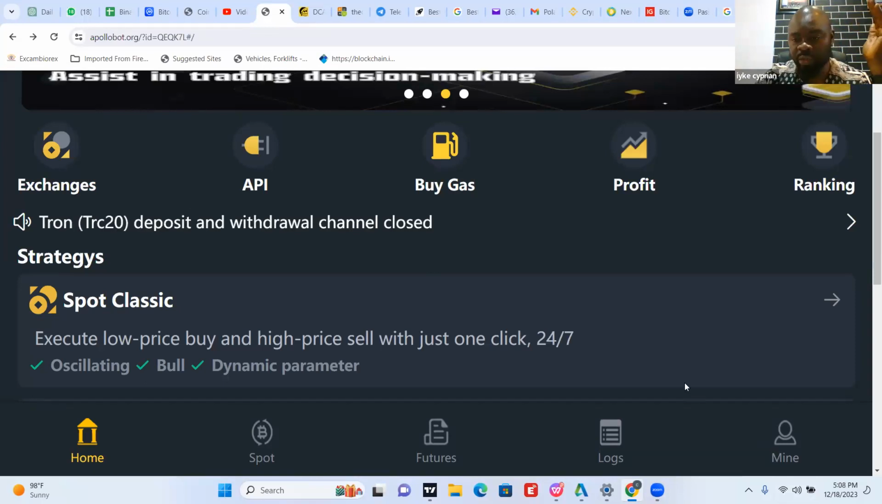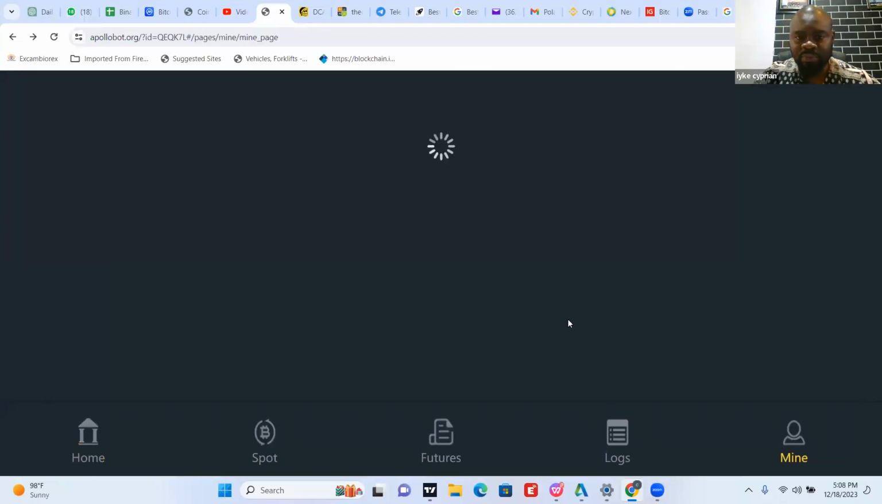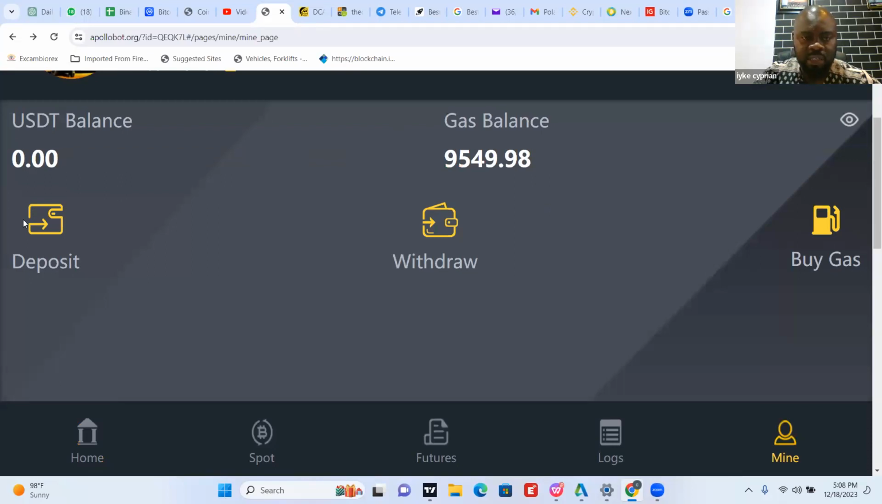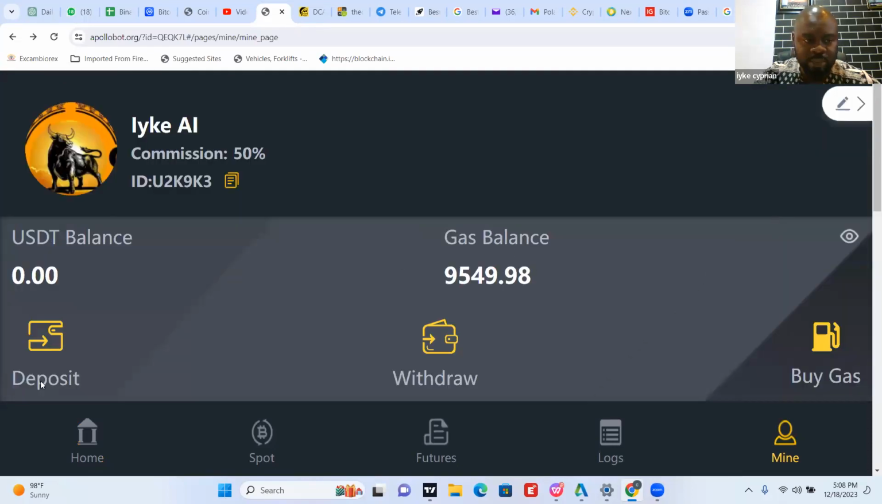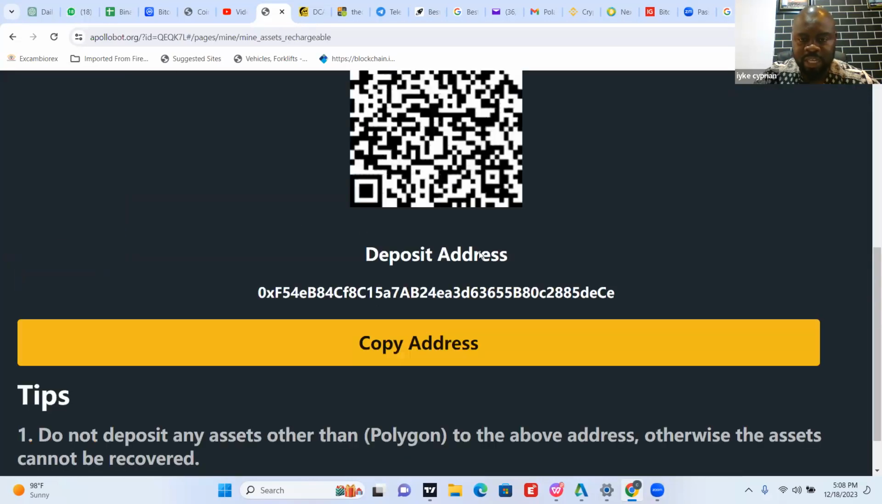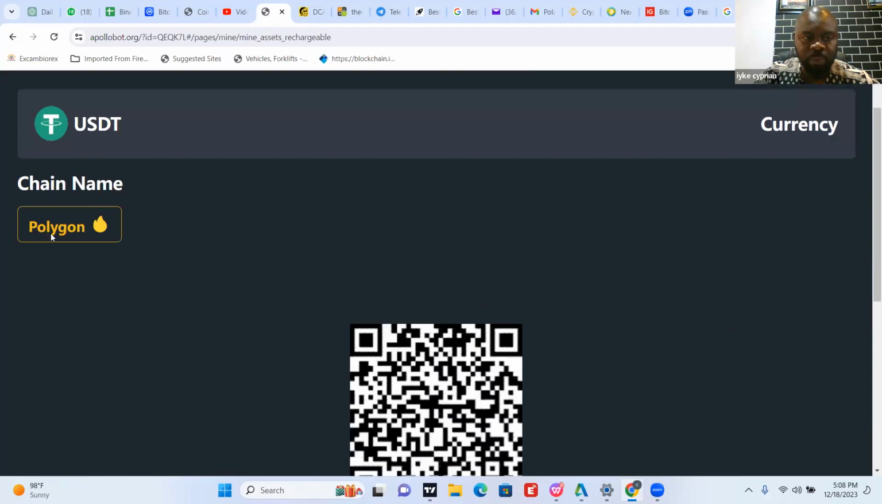So you tap on mine, the icon at the bottom right corner. Once you tap on mine, you will see a page like this. You see deposit, so you tap on deposit this way. Once you see deposit, you will see the deposit address. You copy this address. Remember, the chain name is Polygon.